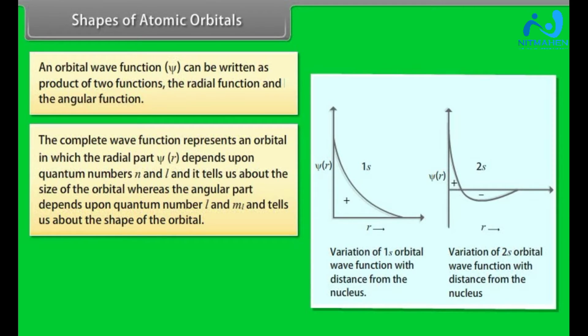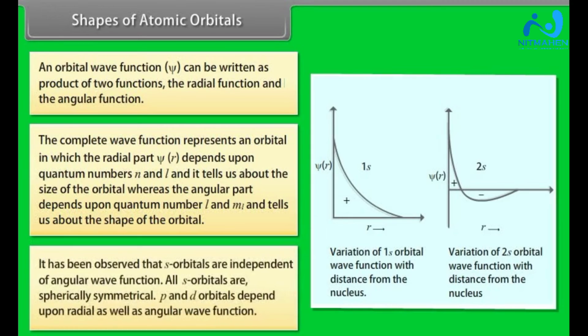The positive and negative signs indicate that the orbital wave function is positive or negative in a particular region. It has been observed that s orbitals are independent of the angular wave function. All s orbitals are spherically symmetrical. P and d orbitals depend upon the radial as well as the angular wave function.